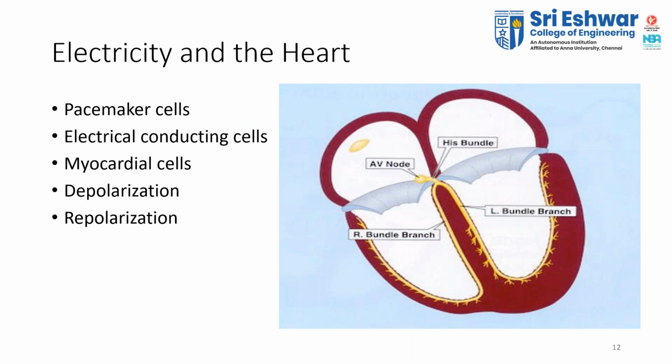And here, electricity and the heart. How are electricity and the heart related with each other? We are going to have pacemaker cells, electrical conducting cells, myocardial cells, depolarization, repolarization. Five basic important topics are under electricity and the heart. Pacemaker cells: as you can see here, this is the bundle fibers, and this is the AV node. This is the His bundle fibers. The four chambers are clearly shown in the cross-sectional view of this heart, right?